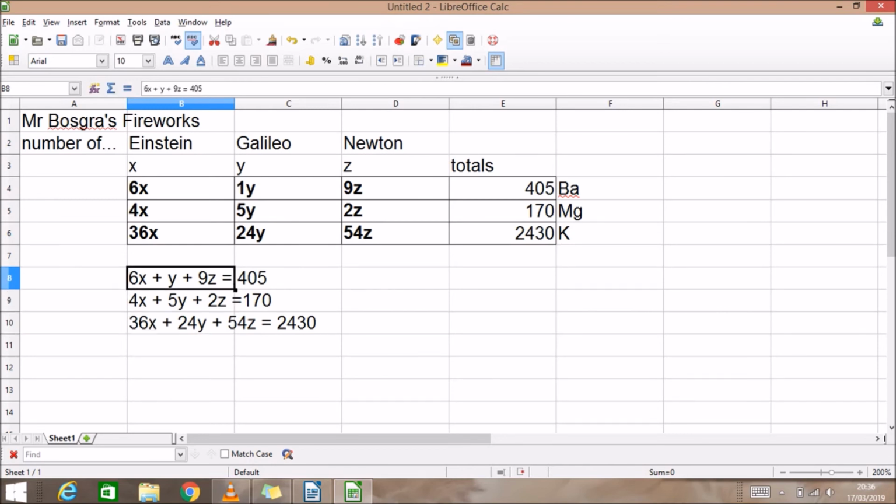Okay, and now we're done. We've got our three equations. You can just put them straight in your calculator, as you normally would have, or solve them algebraically, just like we would have at any other point in the topic.